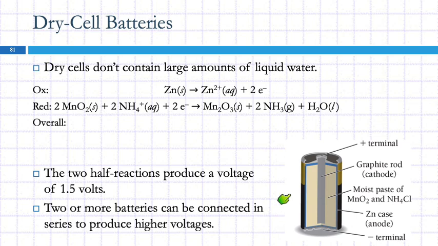Here's an example of one. We have a graphite rod, and then there's a moist paste of manganese(IV) oxide and ammonium chloride. The outside, the case, is made out of zinc, and that acts as the anode. The anode is the negative terminal where you connect at that end, and the little bump that sticks up here is the graphite rod, and that's the positive terminal. This slide is set up for us to write the overall reaction, so I guess we should do that.